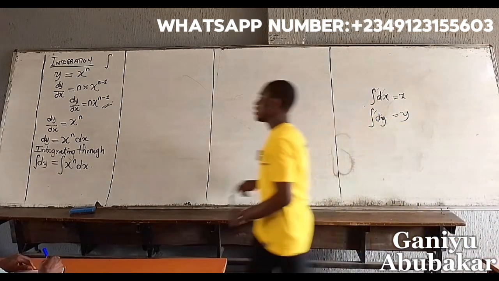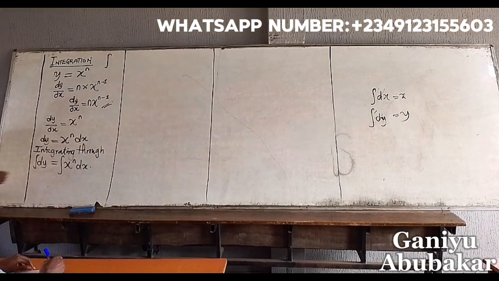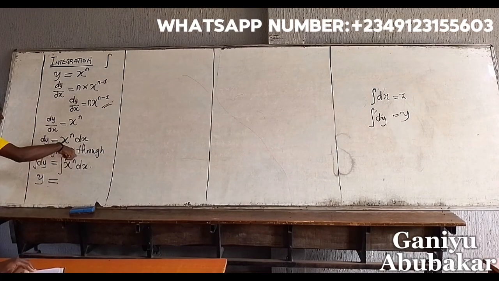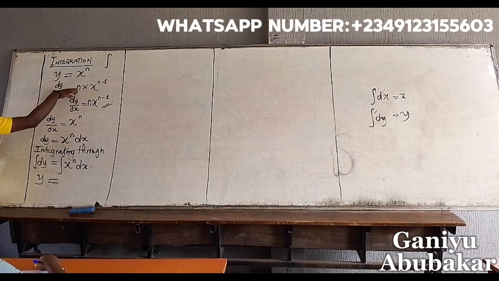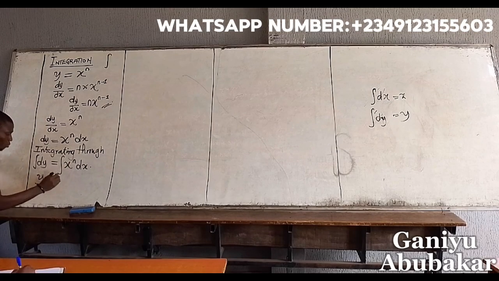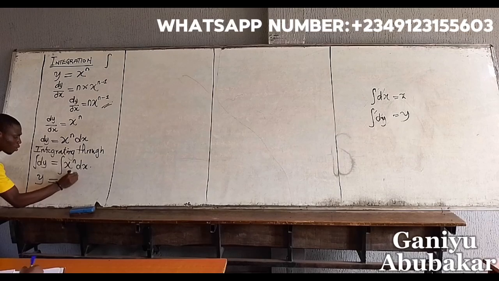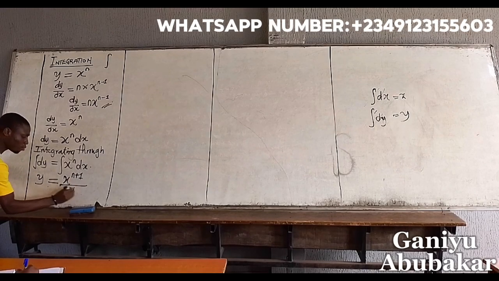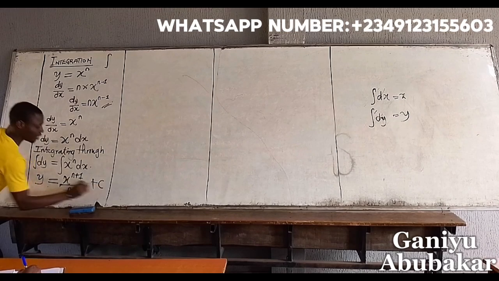What does this mean? It means that if I integrate dy, all I have here is y. I have that y is equal to the integral of x to the power n. Listen up. Here's the idea of integration. For differentiation, what do we do? Multiply by the power and subtract 1. For this one, you add 1 to the power, instead of subtracting. That becomes x to the power n plus 1, all over n plus 1, plus c.